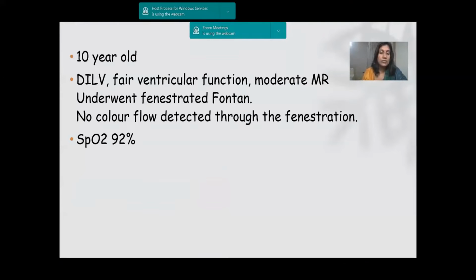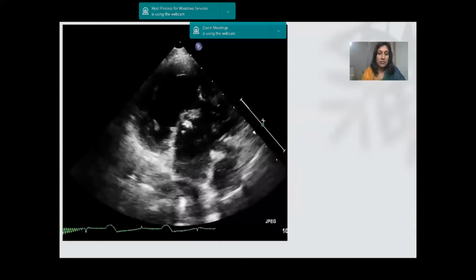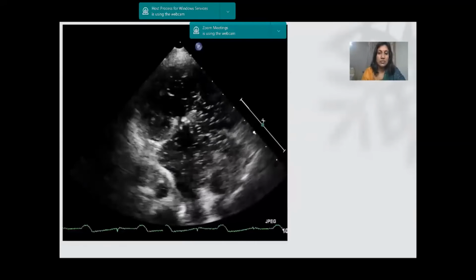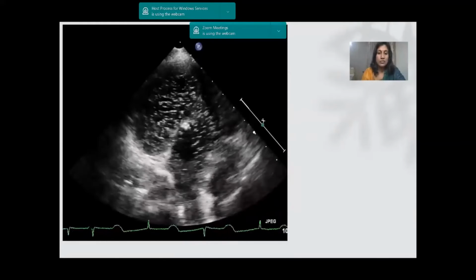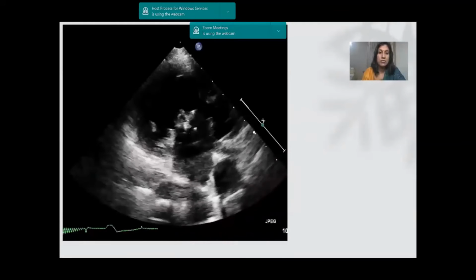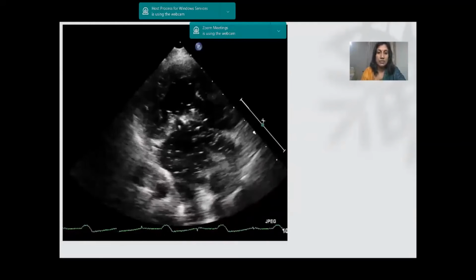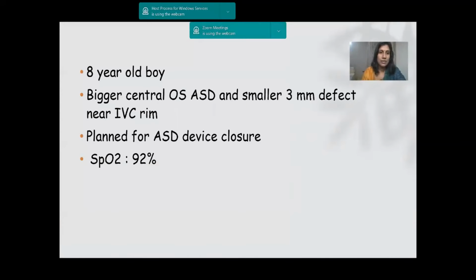A 10-year-old girl with a diagnosis of double inlet left ventricle, fair ventricular function, moderate mitral regurgitation, underwent fenestrated Fontan, but in the immediate postoperative period, no color flow was detected through the fenestration. The surgeons were a bit worried as her saturation was on the higher side, 92%. Again, we did an agitated saline contrast through her lower limb vein, and we found that there indeed was a flow through the fenestration, as demonstrated by the appearance of bubbles in the atrium and the ventricles through the fenestration.